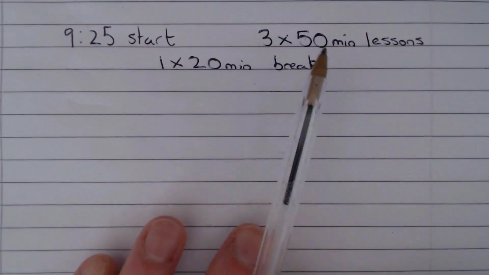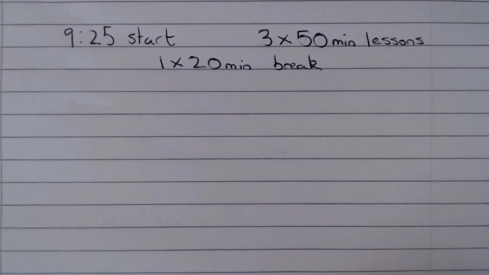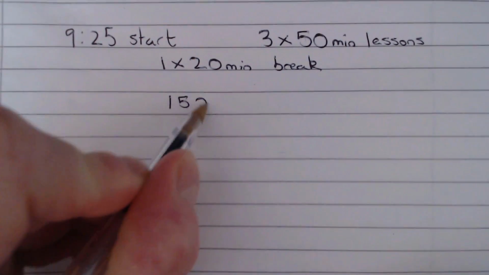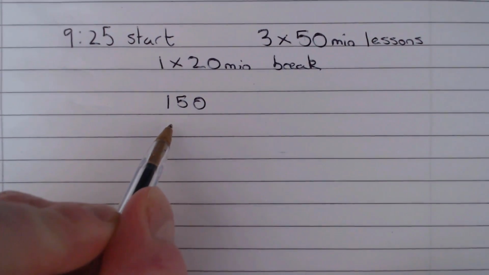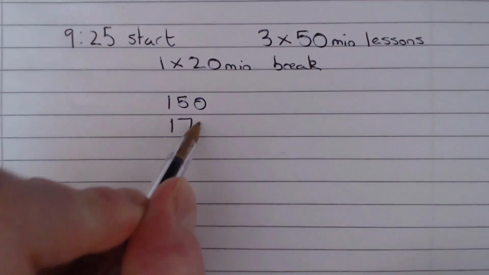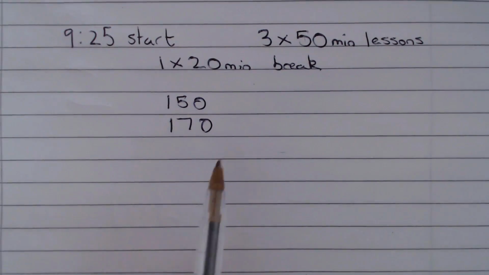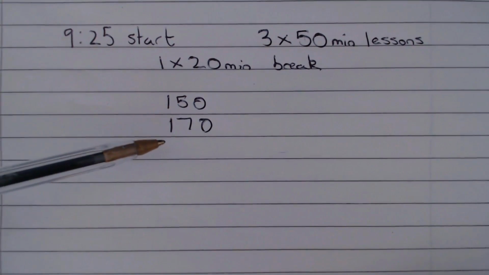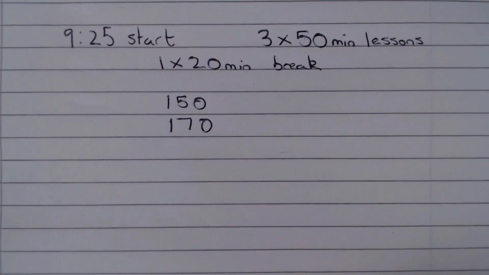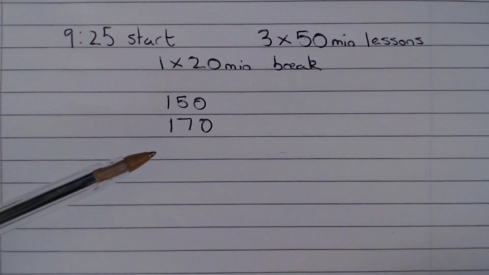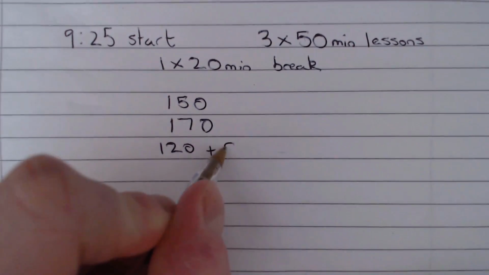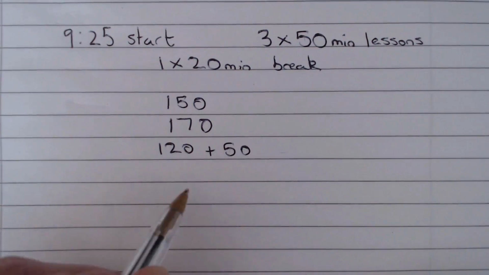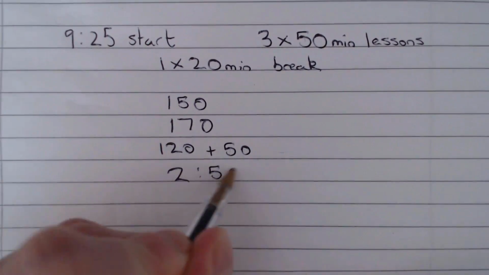Well, we've got 3 times 50 minutes, so that's 150 minutes, but then we've got a 20-minute break to add on, so that becomes 150 plus 20, 170 minutes. And now we need to work this out in terms of hours and minutes. Well, 170 is 120 plus 50, right? And 120 is 2 hours, so we've got 2 hours, 50 minutes.